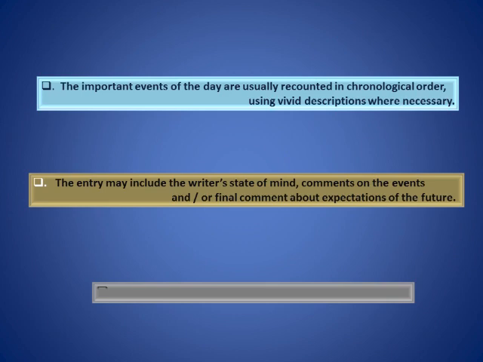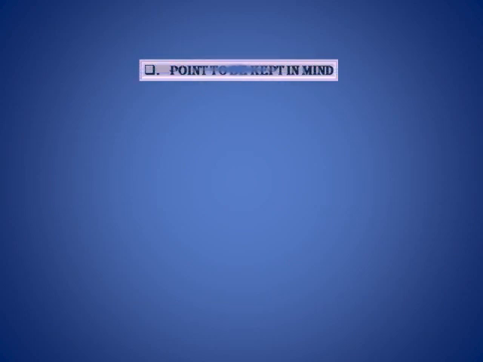And the next is, it ends with the writer writing his or her first name. So when you end the diary entry, after writing its content, at the end you write your first name, his or her first name, basically. Then now, students, that's a point to be kept in mind, basically.